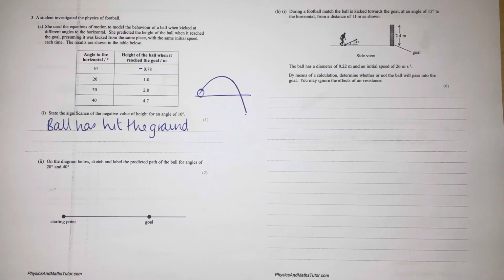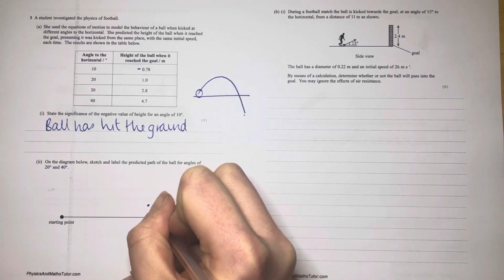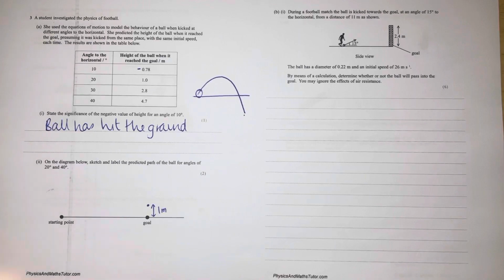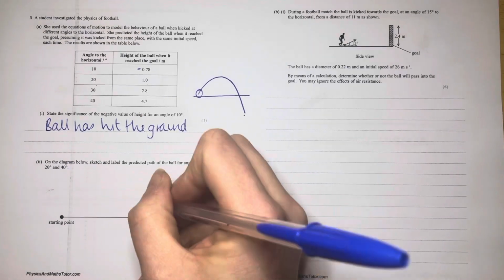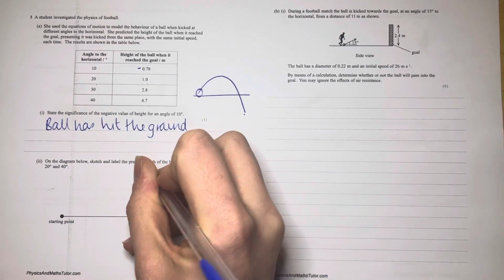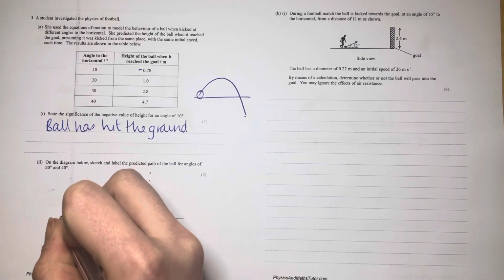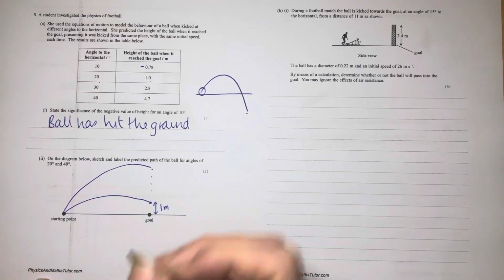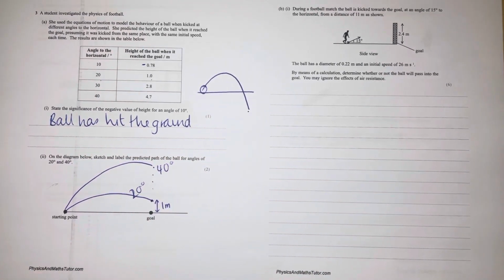Okie doke. On the diagram below, sketch and label the predicted path of the balls for angles of 20 and 40 degrees. Now this time the 1 meter is a plus, so we're okay there. If I call this 1 meter, I know that the first one, the 20 degrees, ends at 1 meter, and then 40 degrees ends at 4.7 meters, so it needs to be quite a bit higher. So the first ball is going to do something like this, and then the second ball is going to do something like this. Okay, so this is going to be 40 and this is going to be 20 degrees. That's all the kind of legwork.